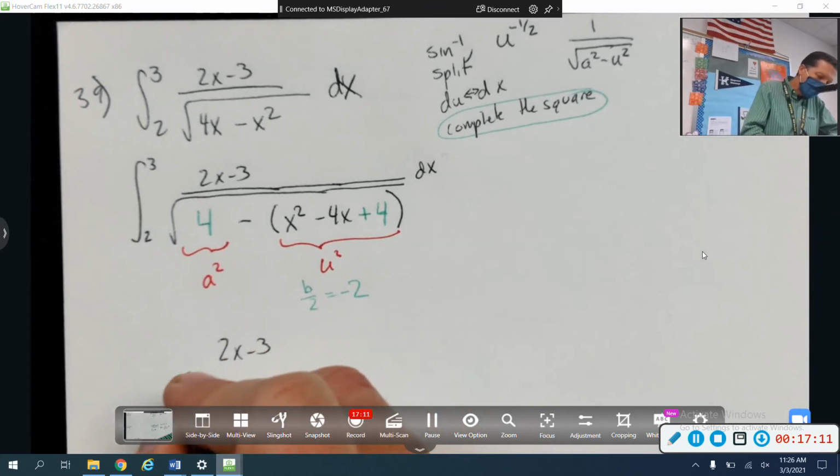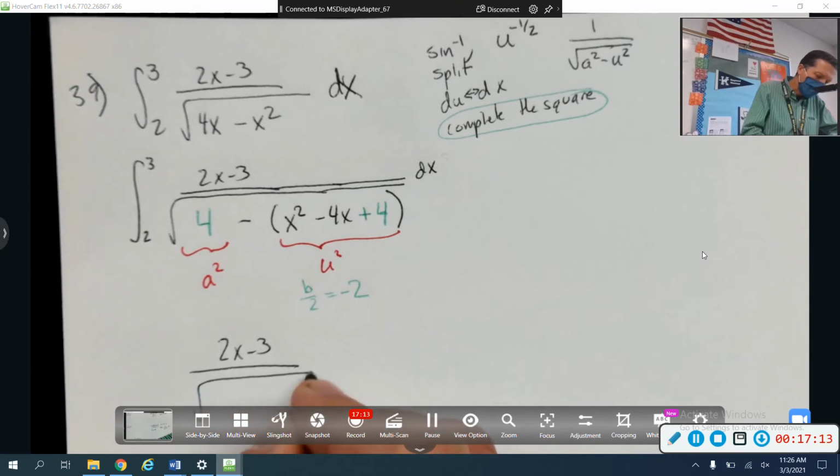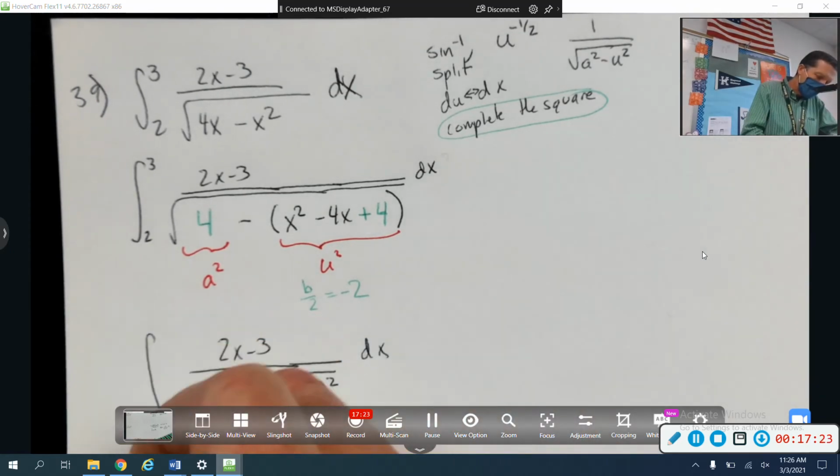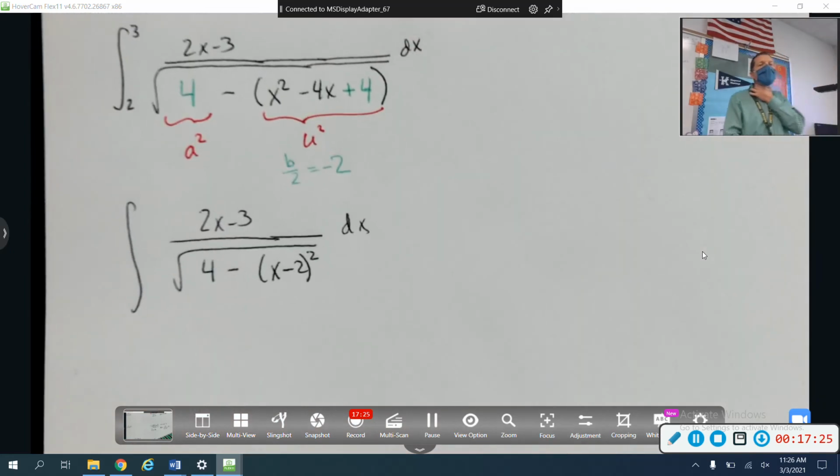So 2x minus 3 over square root of 4 minus x minus 2 squared. Okay, so I've got the denominator that looks like inverse sine is supposed to look. So I feel pretty good about that one. Numerator is still messed up.